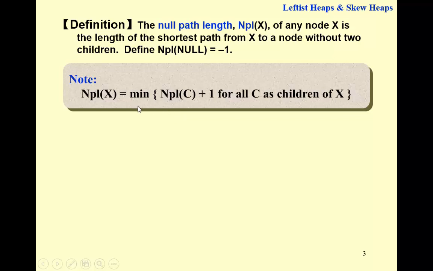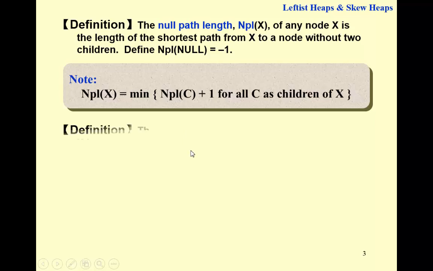So here comes the calculation. The NPL of any node X can be obtained from the NPL of its child, then +1. And if there are two children, we take the smaller one because it's supposed to be the shortest path.